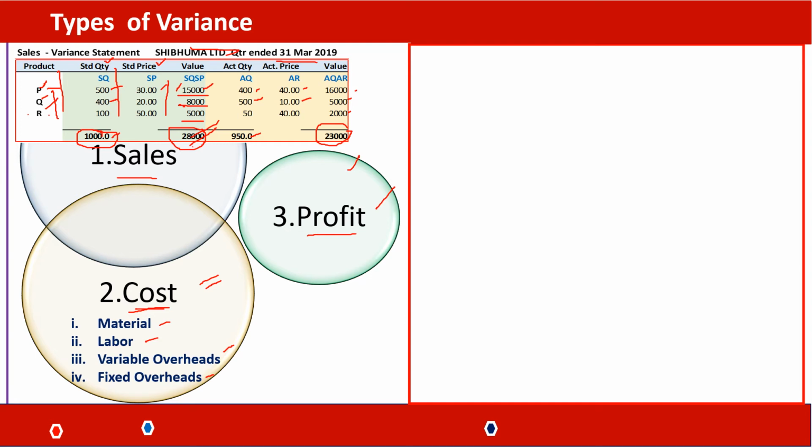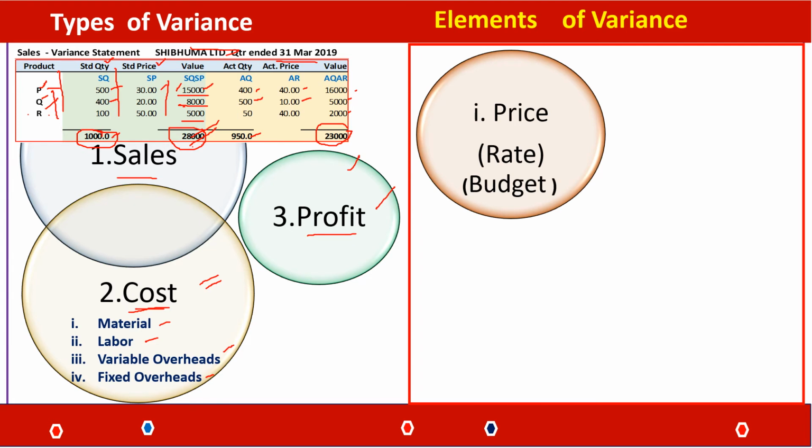When we analyze, what do we get? We will analyze the elements of variance. If we take the variance, the first variance that we will see is, was there a change in the price? Yes, there was a change in the price, 40 versus 30, 10 versus 20, 50 versus 40. It may be a rate, it may be higher or lower. We are talking of the sales price.